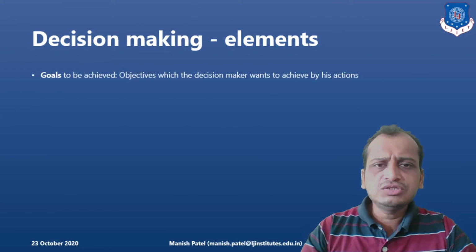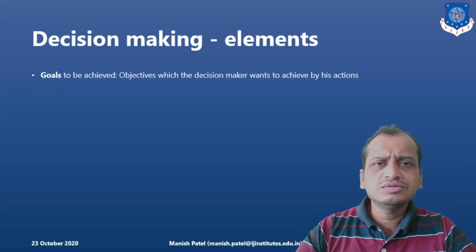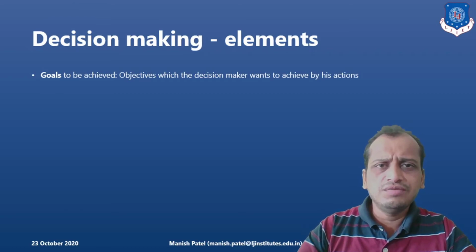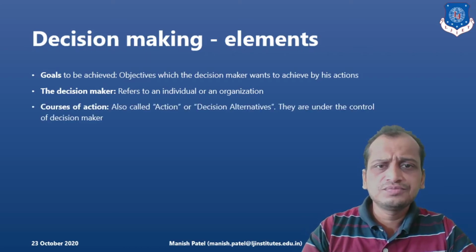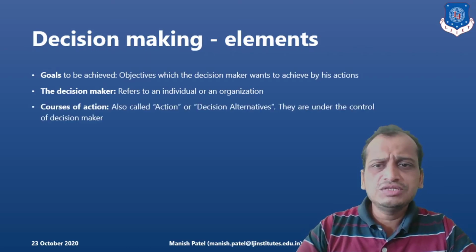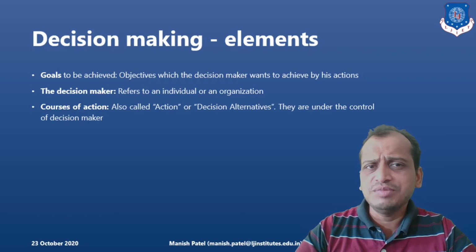So what are the elements of decision making? First of all, goals, right? Whatever the company wants to achieve; they may be assisting or conflicting goals. Then the decision maker, the individual or the organization which is taking the decisions. The course of action, or you can say the alternatives. What are the alternatives of decisions? And these alternatives are under the control of the decision maker only, right?